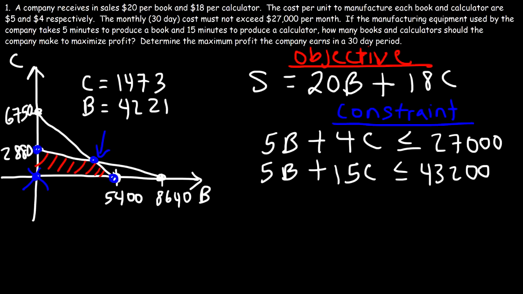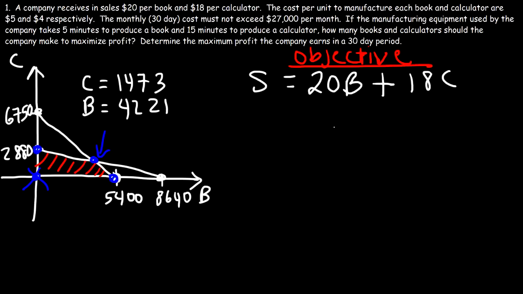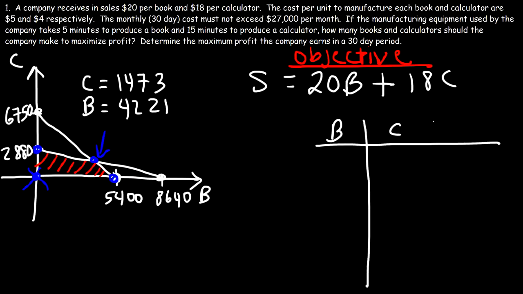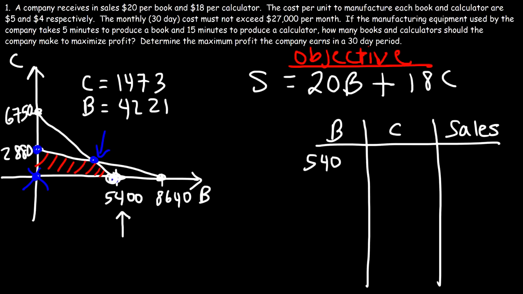So now that we have all of the points of interest, let's make a table. We don't need the constraint equations anymore. So we're going to have B, C, and the sales. The maximum number of books that we can have represents this x-intercept, which is 5,400 books with 0 calculators. And then this intercept tells us that we have no books but 2,880 calculators. And then finally, the point of intersection.